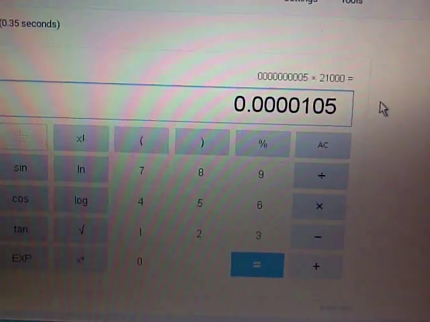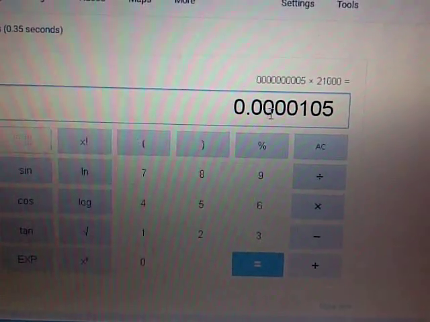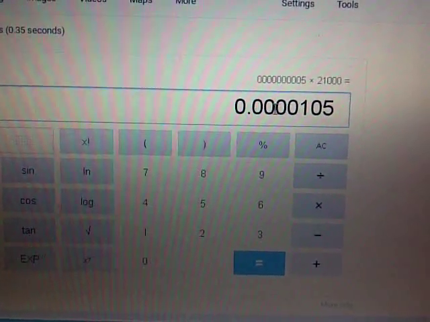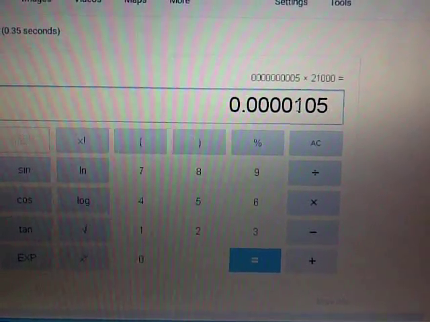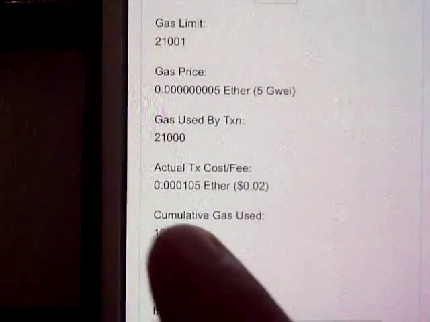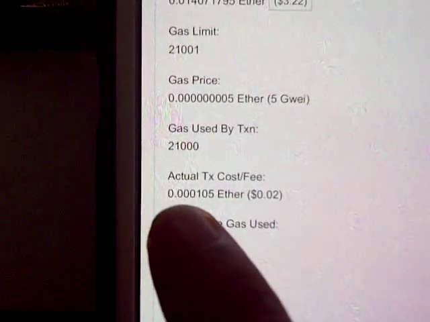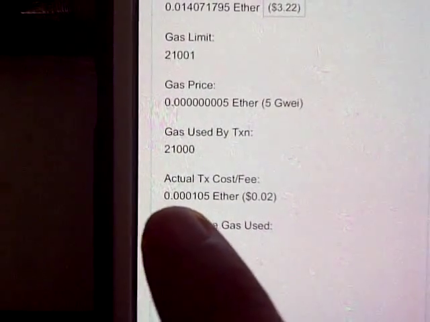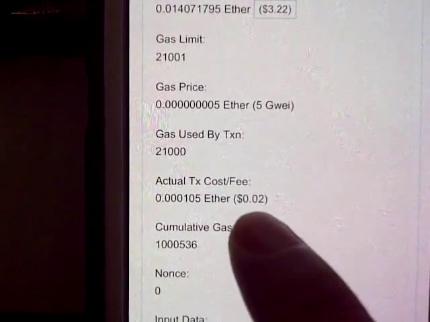Let me see, there's how many zeros? There's 1, 2, 3, 4. There's 4 zeros in front of the 105, right? So if you look at what Brian did, right here you could see that he put 1, 2, 3. There's only 3 zeros. So it ended up being 2 cents.